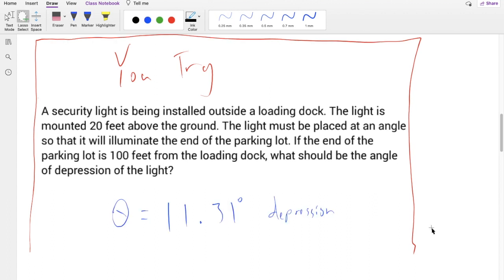So you should have gotten the angle of 11.31 degrees for the angle of depression. If you did not get that, make sure that your drawing was looking for the angle of depression of the light.